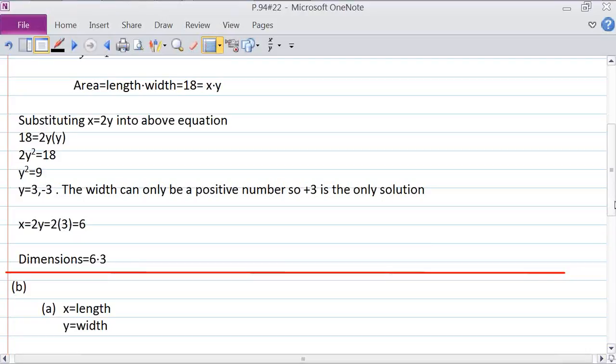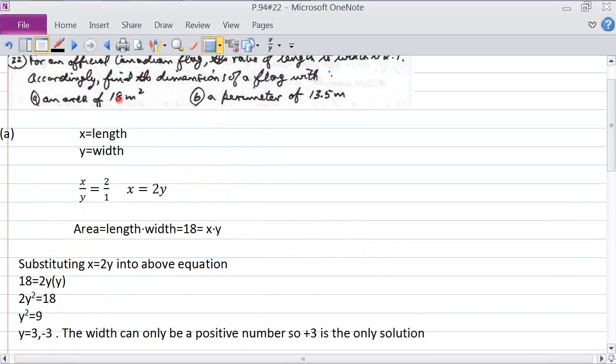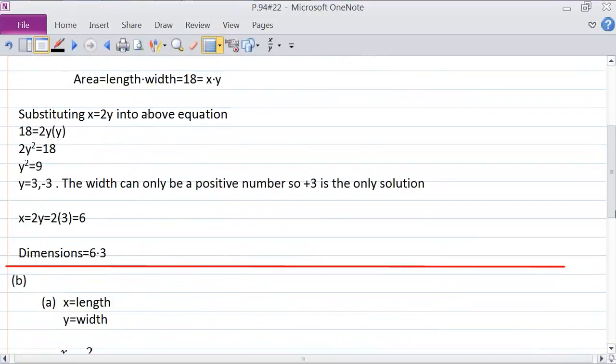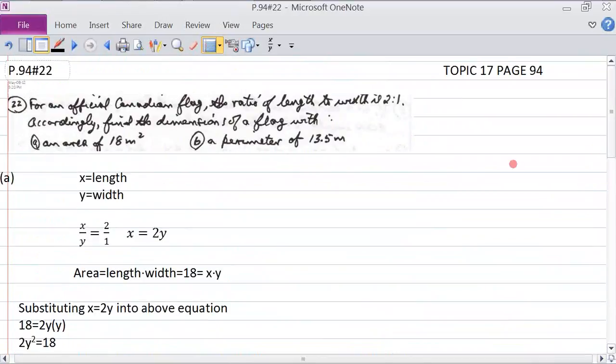Okay, we go back here, right here. X is 2Y, so X is 2 times 3, from the 3 that we got here, which is 6. So 6 times 3 gives us the 18 meters squared right here. That's an acceptable solution.